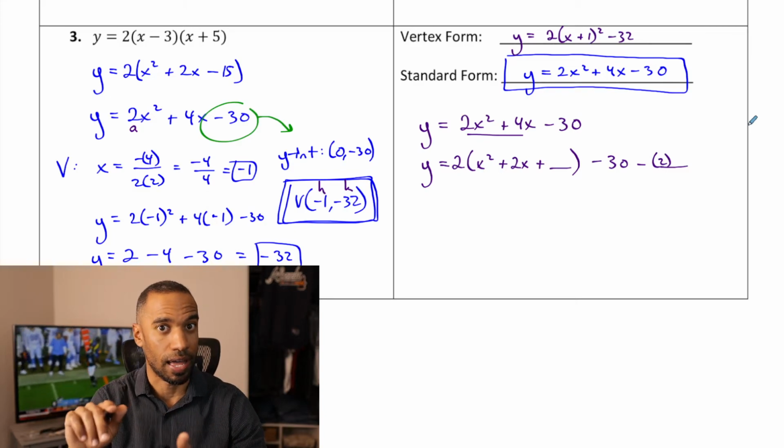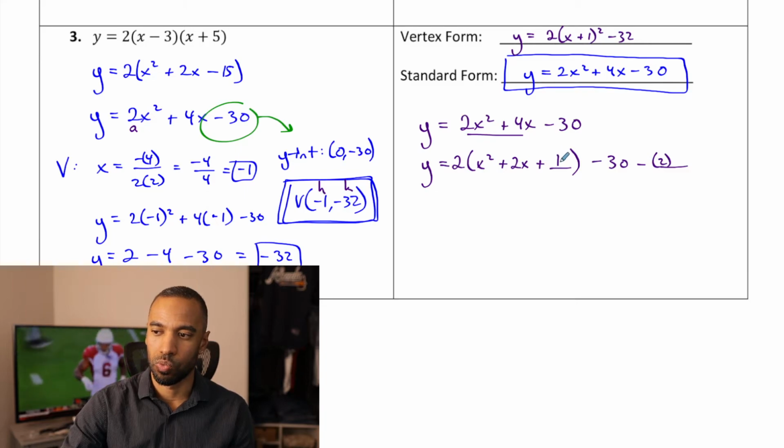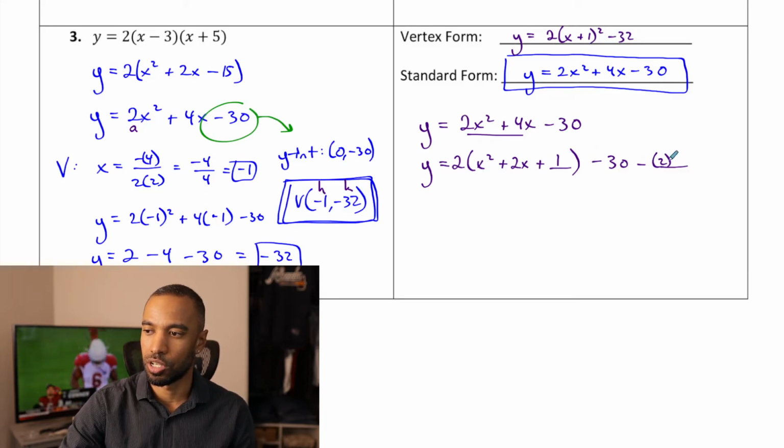It's not one we've had a lot, but it's one we've had before. 2 divided by 2 is 1. 1 squared is 1. That's the divided by 2 square process. So whatever I add there, I subtract here. Remember, 2 times 1, 2 times 1.